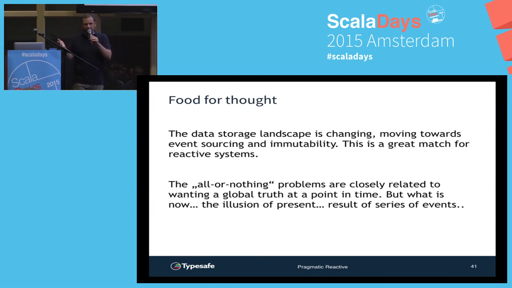What is the present? What is now? I think if you think of the present being a consequence of events, things like that, this questions the whole concept of having a central global truth data store. So this goes a bit beyond the pragmatic thing maybe, but the good news is that we're probably going to build systems differently anyway, and we won't worry so much about two-phase commits and stuff like that anymore.